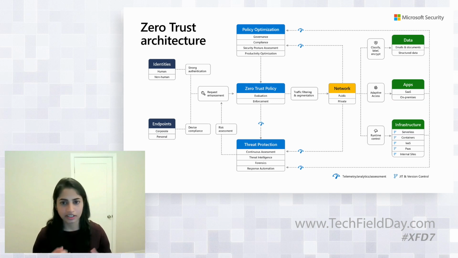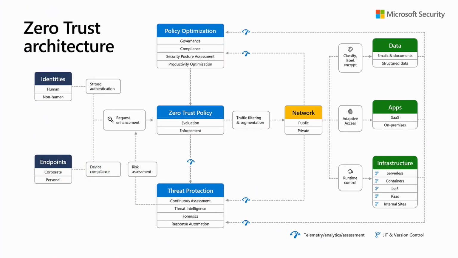Now, identities can be coming from any endpoint, and they'll be going through a network, could be a private network, could be a public network, to access all sorts of data, all sorts of application, whether it be SaaS, Microsoft, non-Microsoft, on-premises, line of business applications, as well as infrastructure, which could be Azure or it could be Google Cloud. It is a multi-cloud environment.